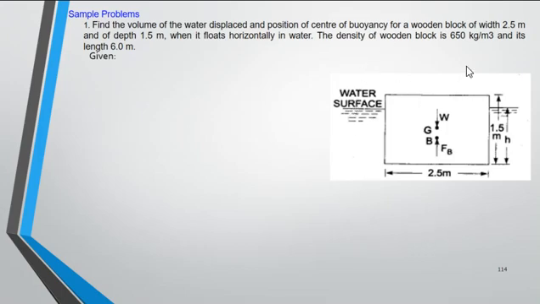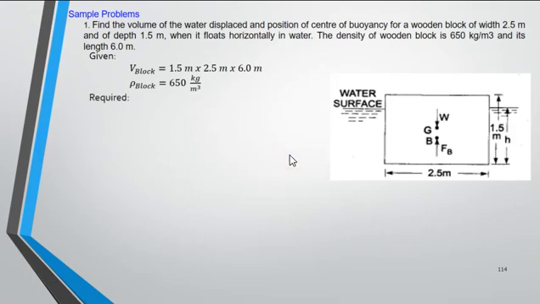The density of the wooden block is given as 650 kilograms per cubic meter, and its length is 6 meters. So basically the dimension of the wooden block is 2.5 by 1.5 by 6. For the given, the volume of the block is 1.5 by 2.5 by 6 meters, and the density of the block is 650 kilograms per cubic meter. Based on the problem, we already have its free body diagram. We consider the weight of the wooden block and also the buoyant force resisting the weight of the block.